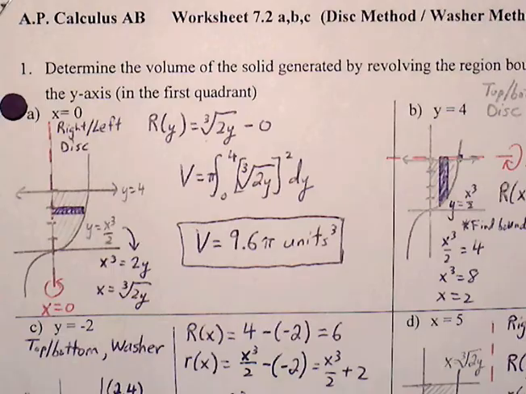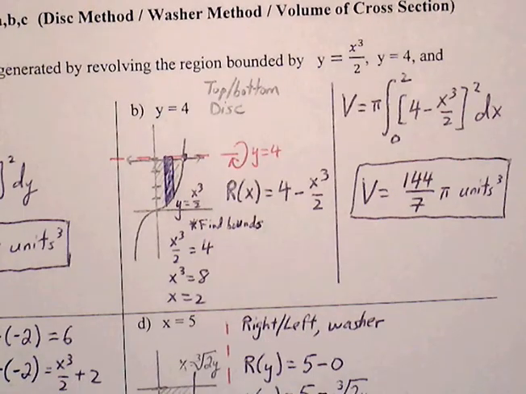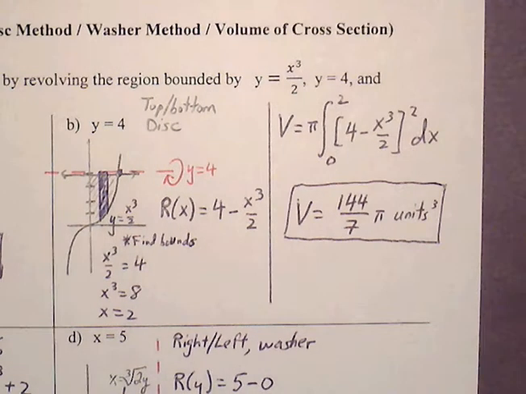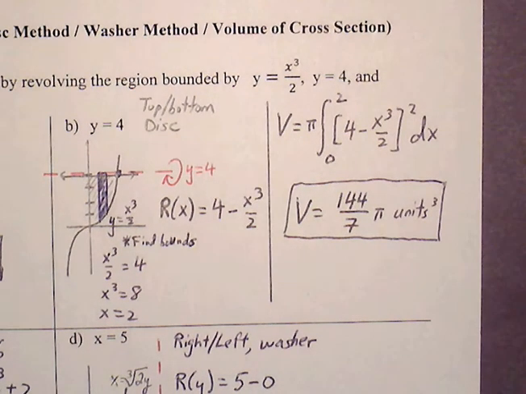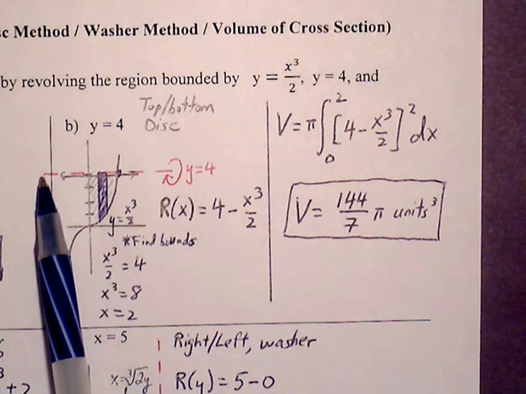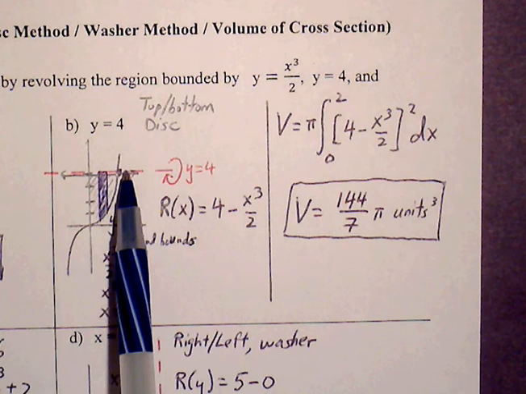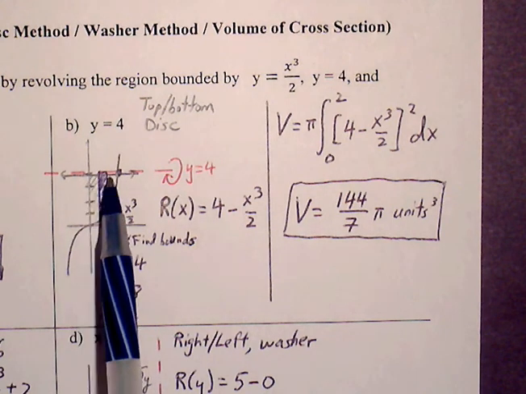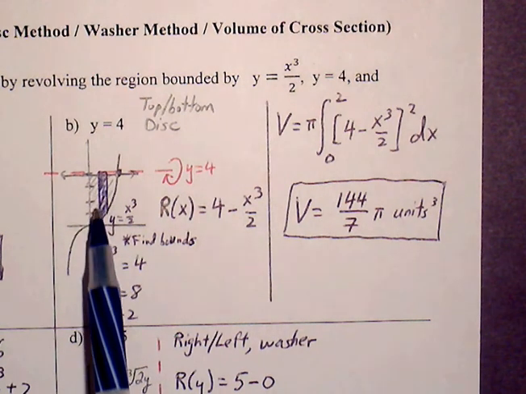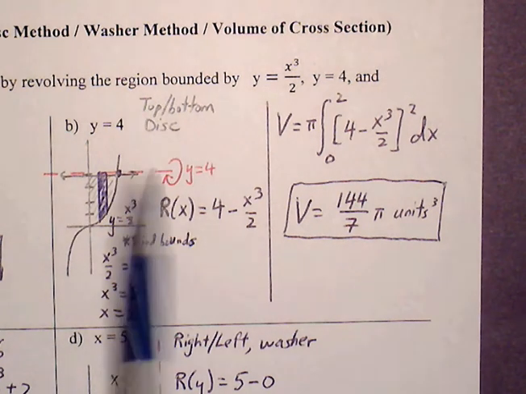Okay. Part B, we're still dealing with the same shaded region, but now we're going to be revolving around the line y is equal to 4. So y is equal to 4 is a horizontal line. Again, it is right up against this graph. There's no gap, there's no hole, so we know this will be simply using the disk method.